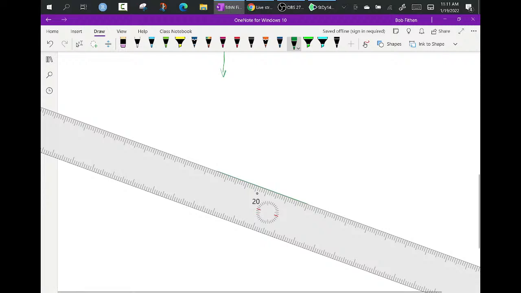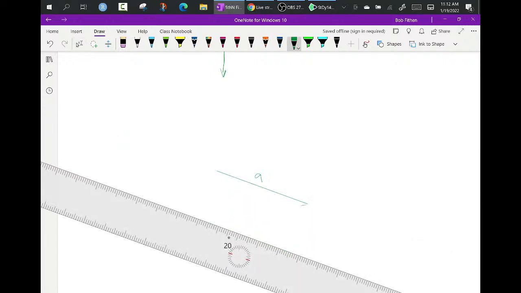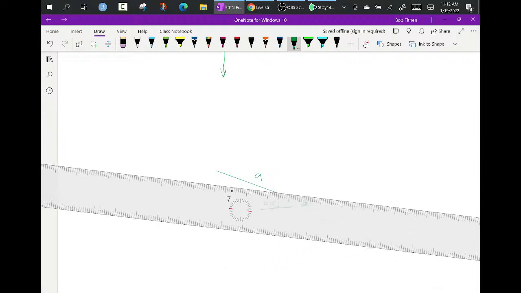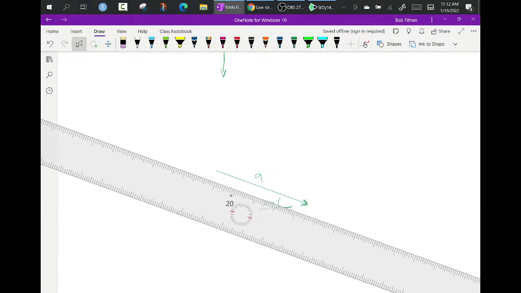So I'll call this 1, 2, 3, 4, 5, 6, 7, 8, 9. So its distance is 9. So you have a vector operating this way. And now I've got to do a reasonable job of putting 20 degrees there. Here's your 0 degrees. You kick it up, and you're going to kick it up to 20.